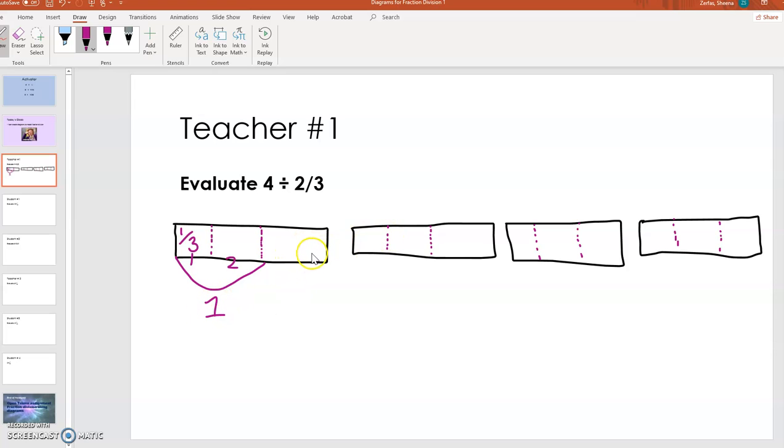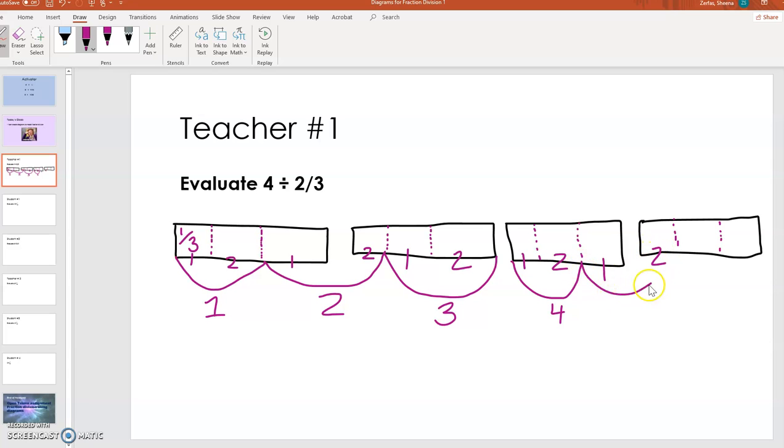I'm going to continue counting out groups of 2/3. So I have 1/3, 2/3. That would be my second group. 1/3, 2/3. That is going to be my third group. 1/3, 2/3. That is my fourth group. 1/3, 2/3. Fifth group, and 1/3, 2/3. That is my sixth group. So the number of groups you can make is going to be what this is equal to. So 4 divided by 2/3 is equal to 6.